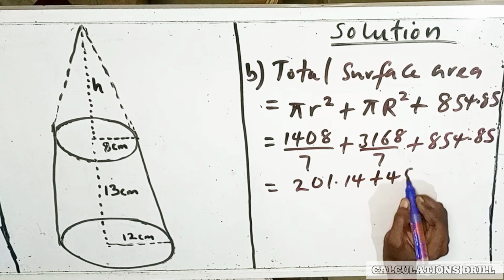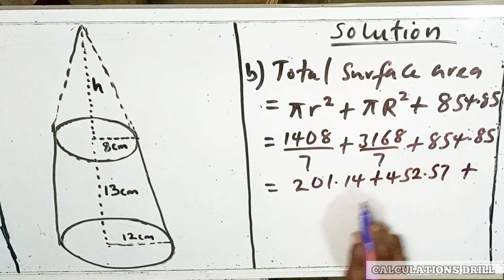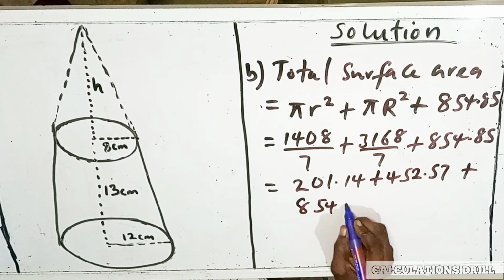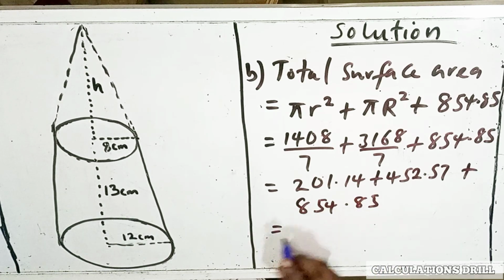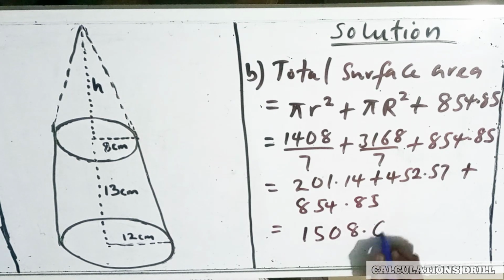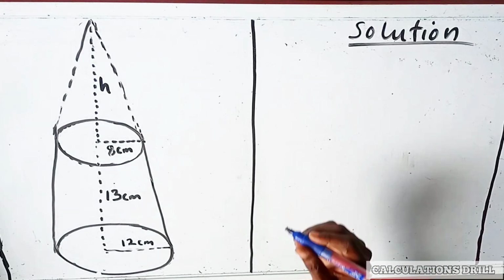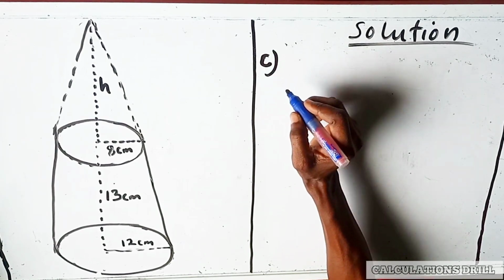this gave us 201.14 plus 452.57 plus the curved surface area, which is 854.83. Then the final answer is 1,508.6 centimeter square.